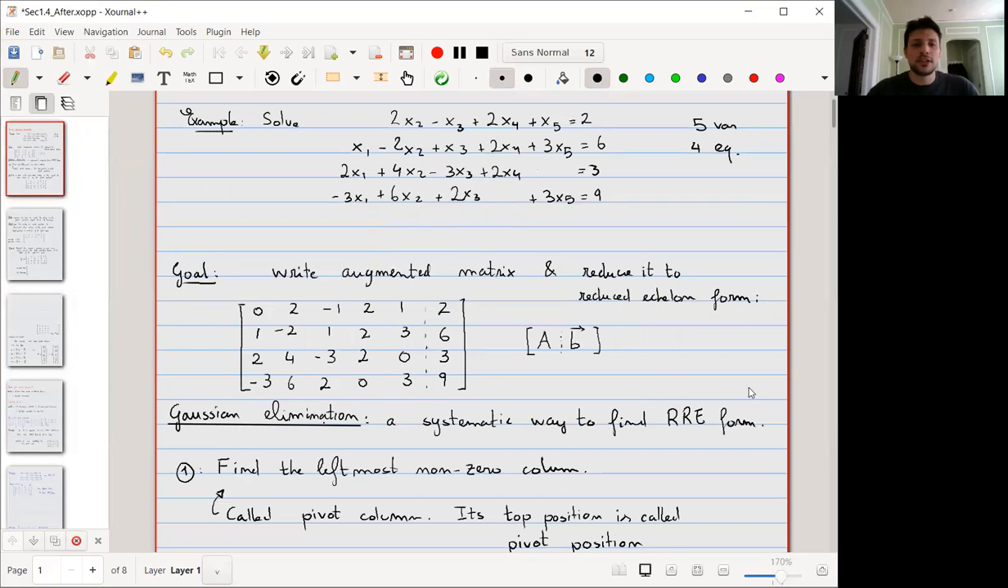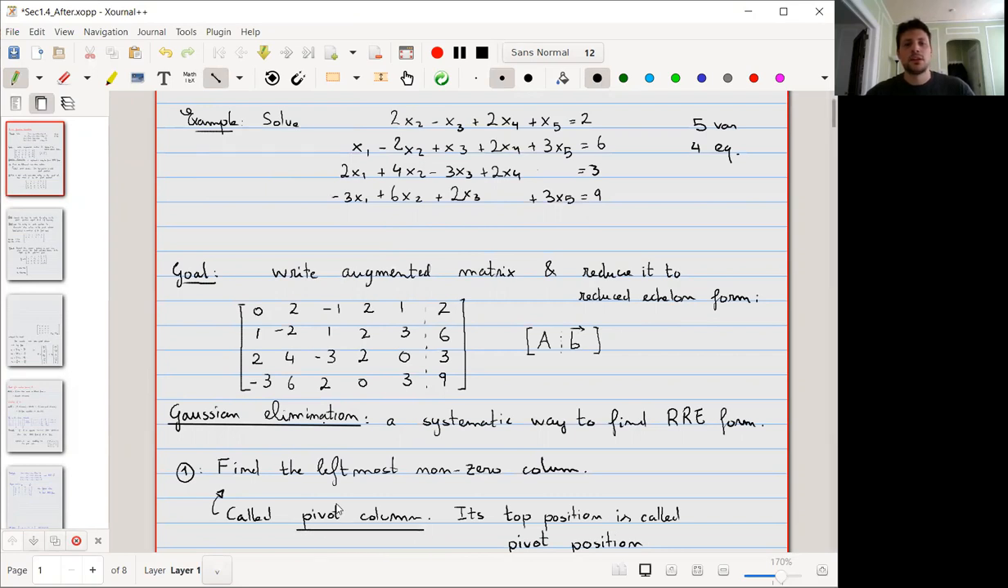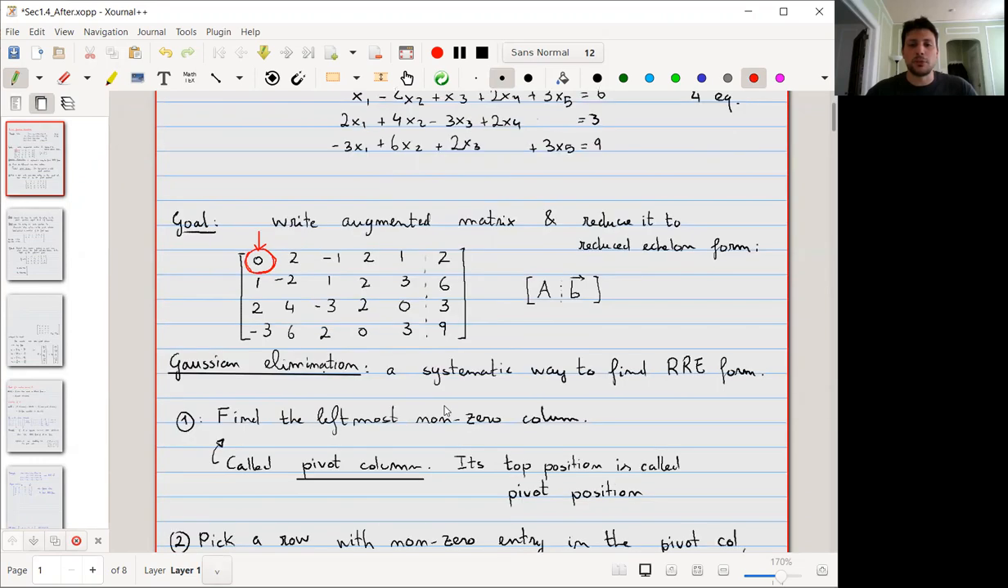The first step in Gaussian elimination is to identify what's called a pivot column. The pivot column is the first leftmost non-zero column. In our case, it's this column up here, because it contains non-zero entries. The top position of the pivot column, which I circled now, is called the pivot position.